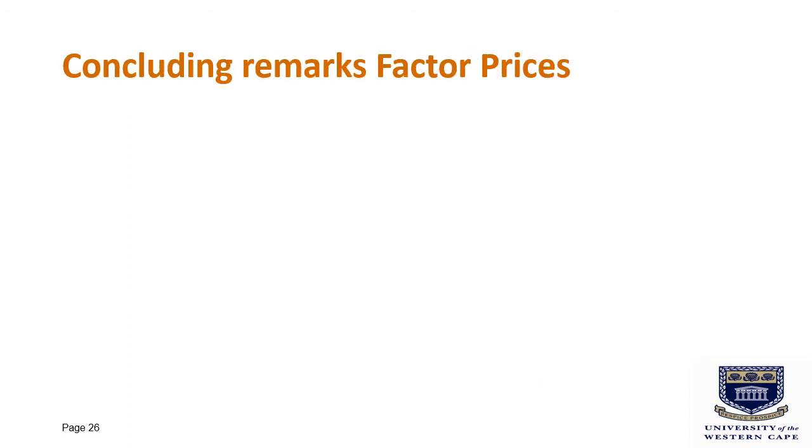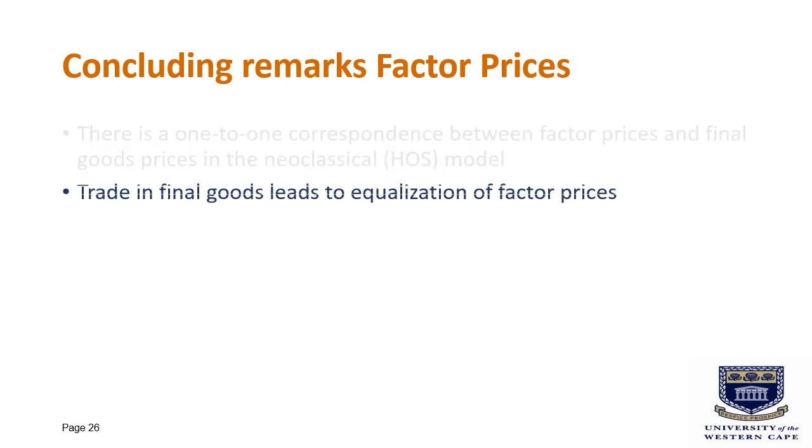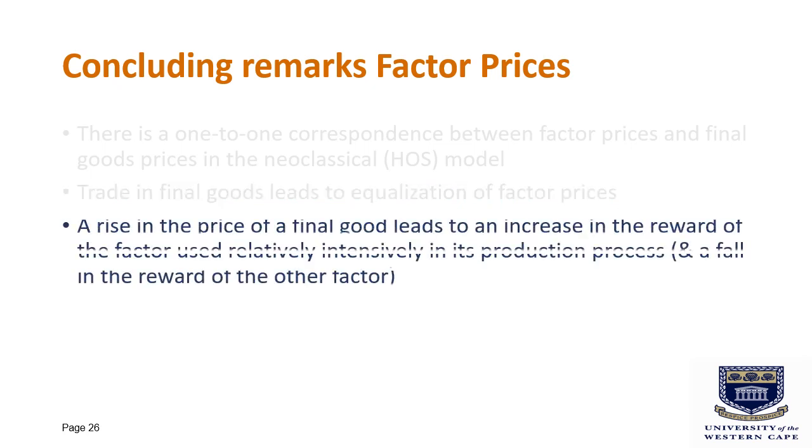And finally, to summarize the remarks of chapter 5, we looked at the one-to-one correspondence between factor prices and final goods. We found the idea of equalization of factor prices when we are trading final goods, and we also found that a rise in the price of a final good leads to an increase in the reward of the factor used relatively intensely in its production, and obviously a fall in the reward of the other factor. That was just the slide before this.